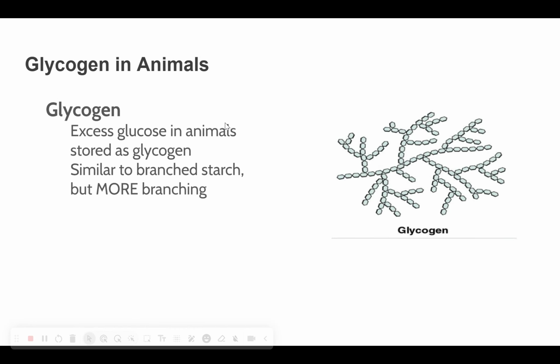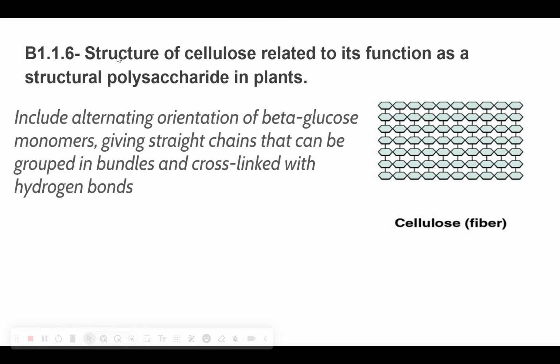Glycogen is excess glucose storage in animals. It's similar to amylopectin, but there's even more branching. So you can see in the glycogen there's so much branching. And cellulose is the form that's in plants. So the structure of cellulose related to its function as a structural polysaccharide in plants is the point of information here. And because of the formation of this molecule, and we'll talk about alternating orientation of beta glucose monomers, you have this straight chain molecule that can be grouped in bundles and cross-linked with hydrogen bonds.